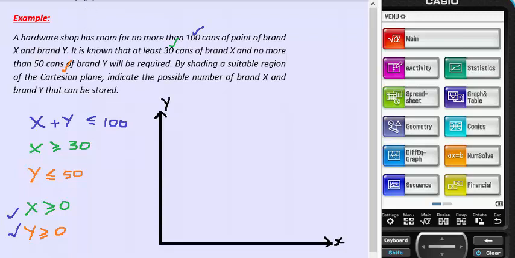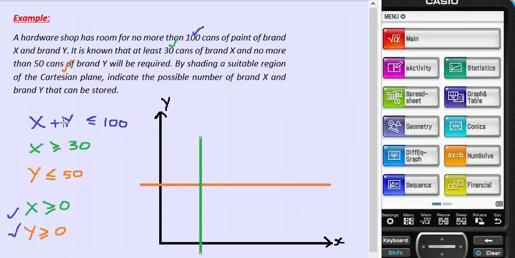So what I can do is I can get out my ruler and I can say, okay, if I have a rule that goes like that, I'm going to do it in orange because that's the color of the rule. So I have a line that goes like this that's less than or equal to 50. Okay, I have X is greater than or equal to 30. So I'm going to have a line that looks something like this as well.